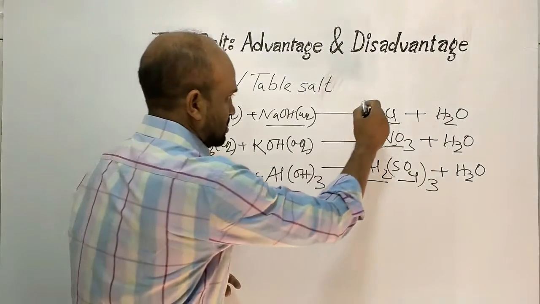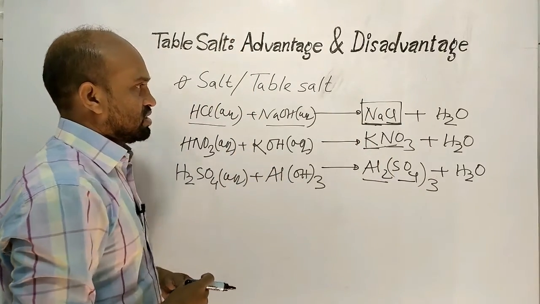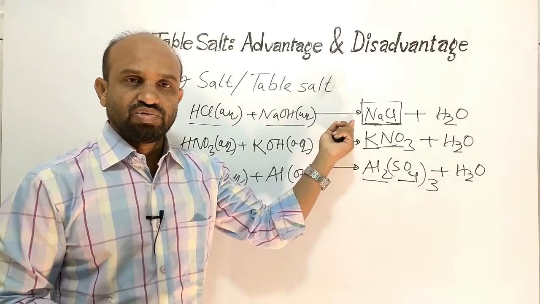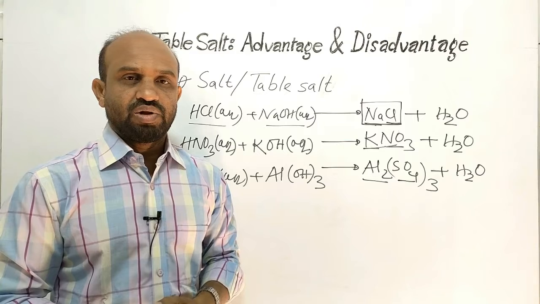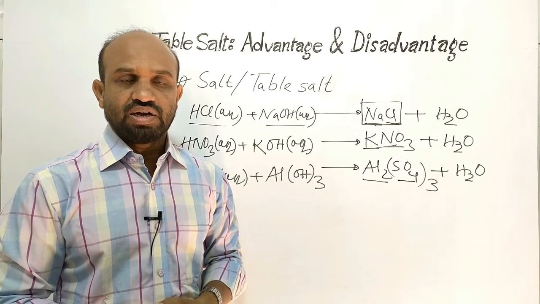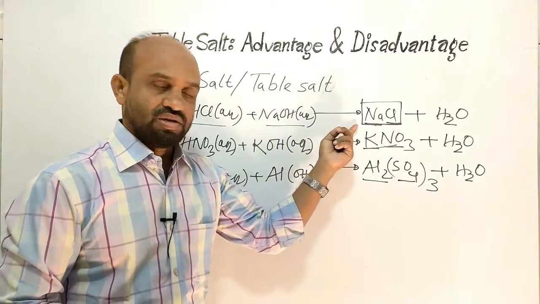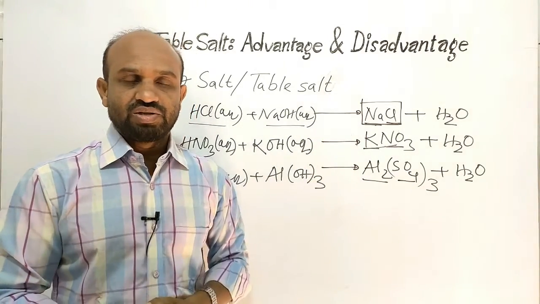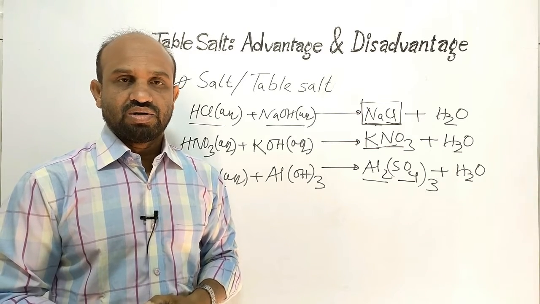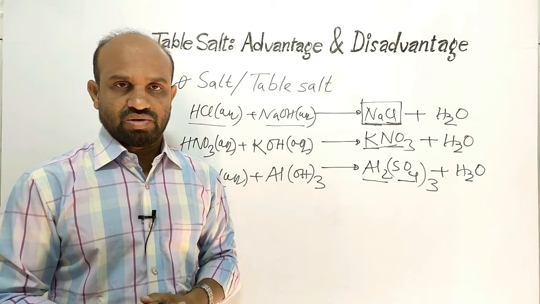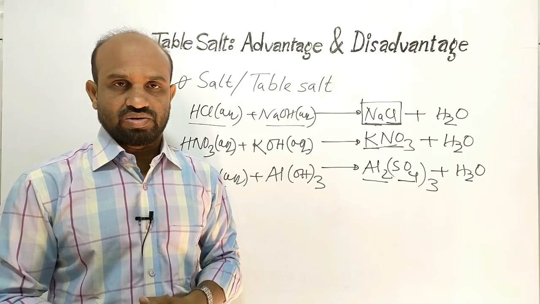Here, this is the salt, name is sodium chloride. This salt is used in cooking curries and used on the table during meals, dining table during meals. That is why this is called table salt, or sometimes it is called edible salt, or it is called common salt. Now let's see what is the source of this salt.